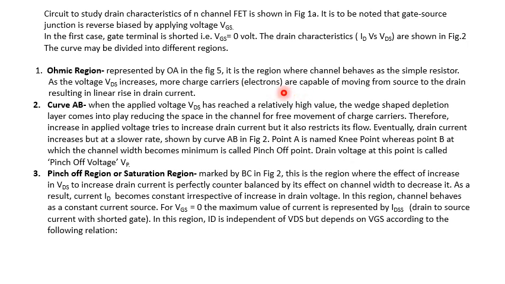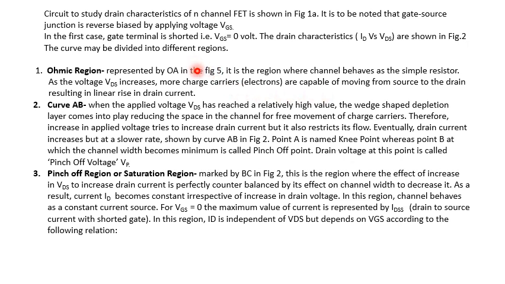Since in this case we are considering only the case of a shorted gate, that is, when VGS is 0, we will consider the formation of the depletion layer due to VDS only. And we know from our previous video that due to VDS, the depletion layer becomes wedge shaped.